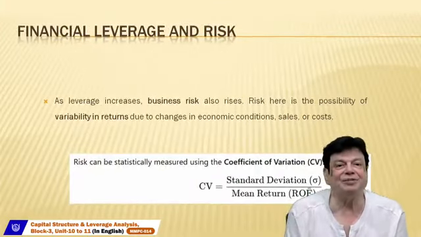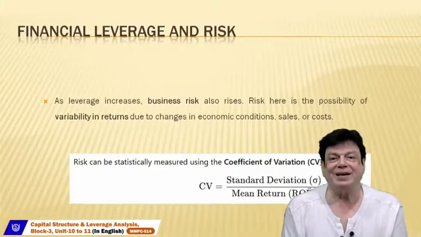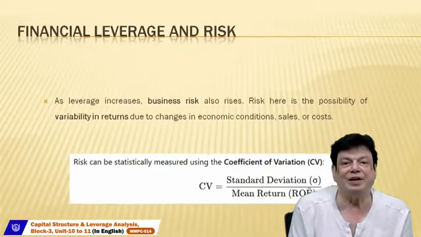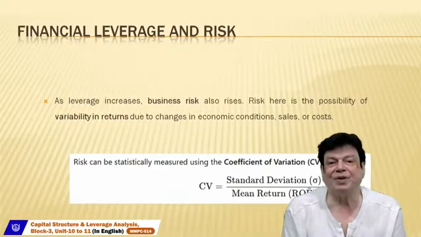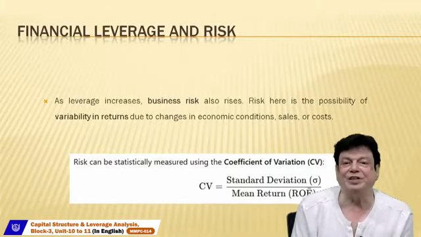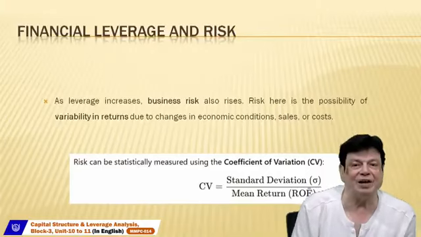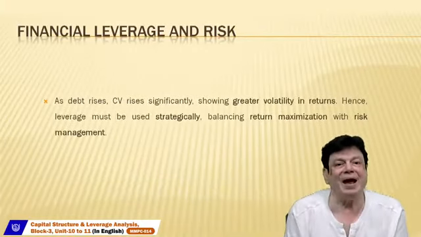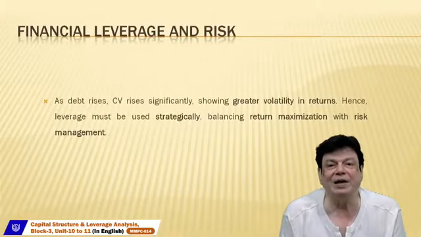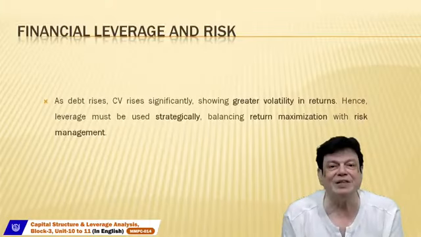Now, financial leverage and risk. As leverage increases, business risk also rises. Risk here is the possibility of variability in returns due to changes in economic conditions, sales or costs. Risk can be statistically measured using the coefficient of variation. Coefficient of variation is equal to standard deviation divided by mean return. As debt rises, CV rises significantly, showing greater volatility in returns. Hence leverage must be used strategically, balancing return maximization with risk management.